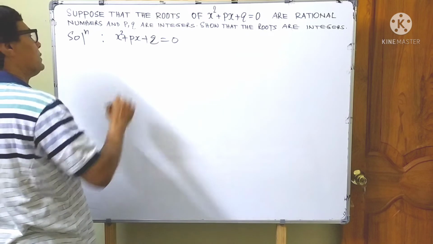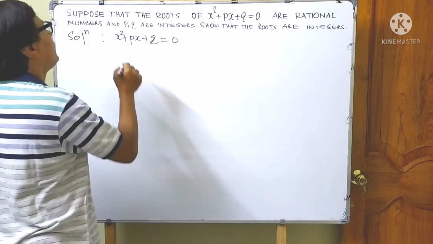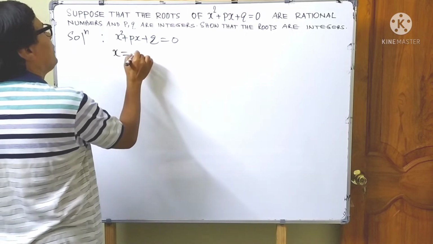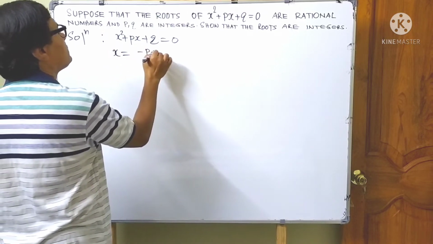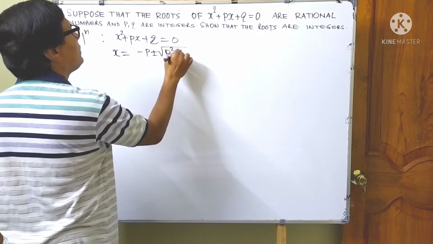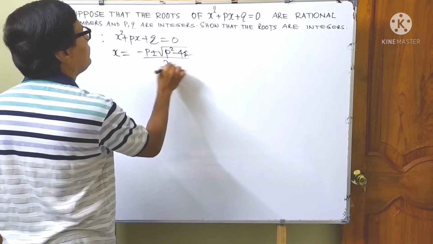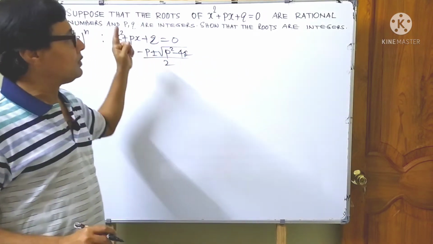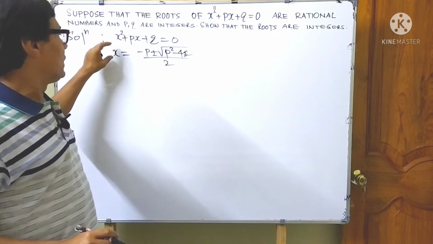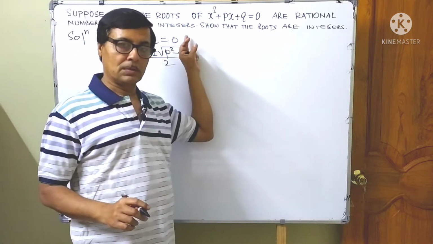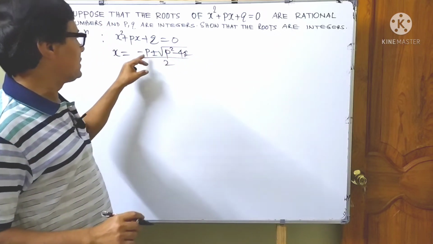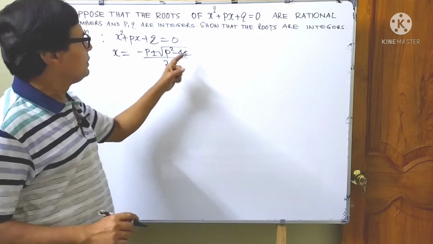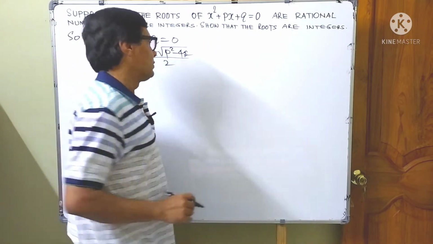Now by applying the rule of Sridhar-Charya, we can get the value of x as x equal to minus p plus minus square root of p square minus 4q over 2. These are the roots of this equation. Now these roots are supposed to be rational numbers.